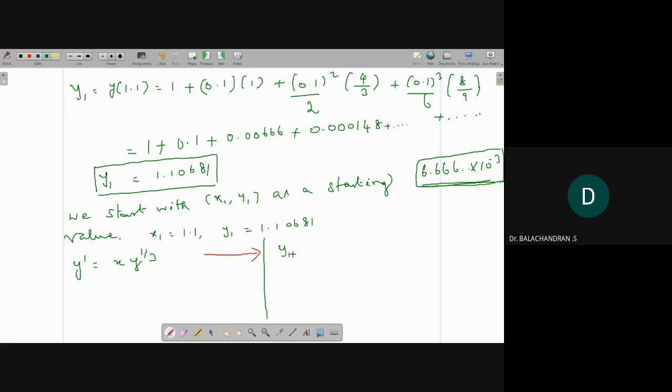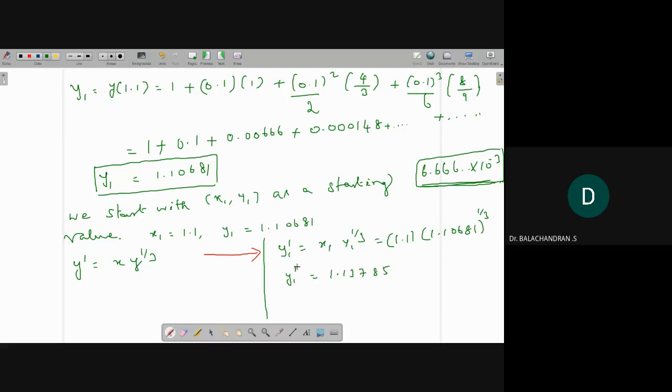What is y1 dash? It is equal to x1 into y1 power 1 by 3. Oh, sorry, x1 is 1.1, y1 is 1.101061, whole power 1 by 3. So please tell, what is y1 dash? 1.13785. Okay.